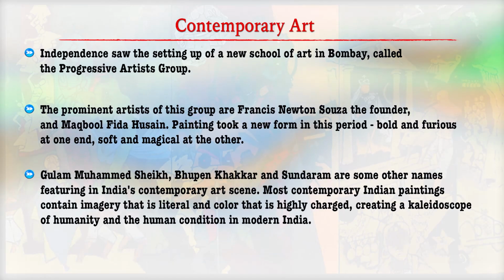Painting took a new form in this period, which was basically focused on contemporary issues. Ghulam Muhammad Sheikh, Bhupen Khakhar and Sundaram are some of the names that were prominent as far as the contemporary scenes were concerned. Again, they focused on the human conditions of modern India. So, learners, we have understood in this video that Indian paintings are different from other forms of painting.